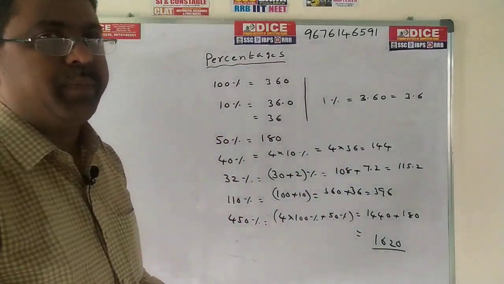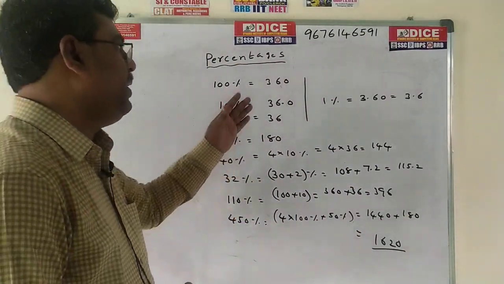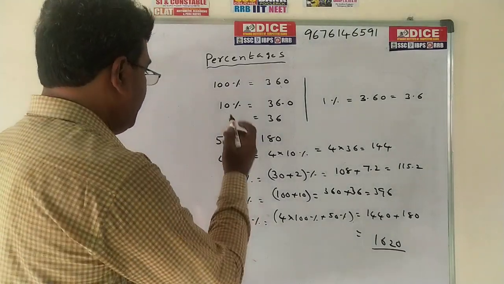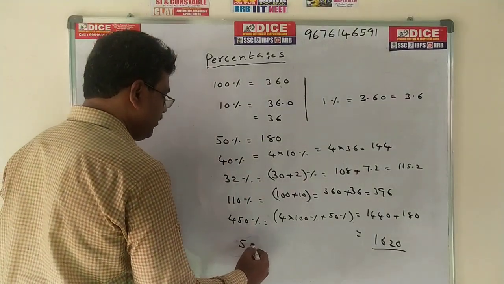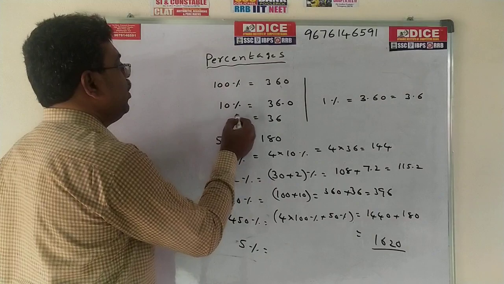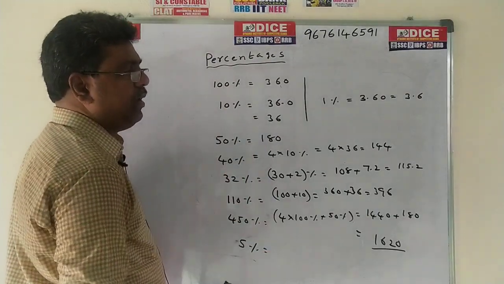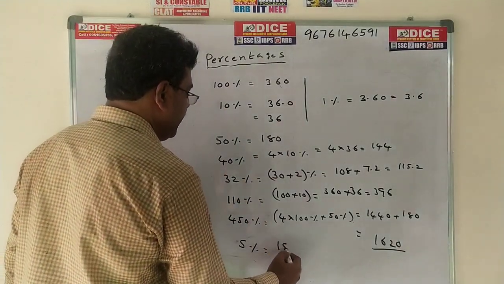So by splitting the values, we can do the problems very easily. Suppose you want to find 5%, how to find 5%? Already you know 10% is 36. Half of that value is nothing but 36 by 2, 18 is the value.